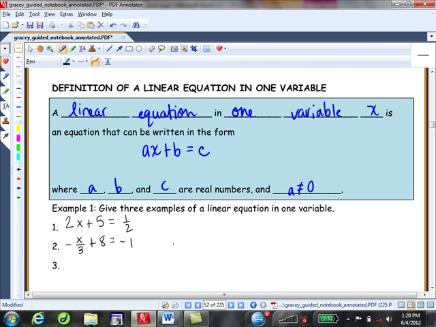And couldn't we have something like 12x equals 5? What number would b take on in that case? Good, b would be 0 in that case. All right, so moving right along.